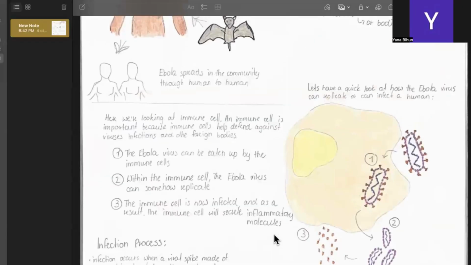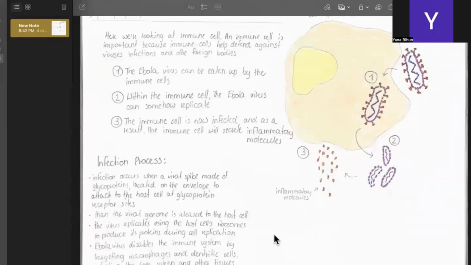Let's have a quick look at how the Ebola virus can replicate or infect a human. Here we're looking at the immune cell. An immune cell is important because immune cells can defend against viruses, infections, and other foreign bodies. The Ebola virus can be eaten up by the immune cells. Within the immune cell, the Ebola virus can somehow replicate. The immune cell is now infected, and as a result, it will secrete inflammatory molecules.